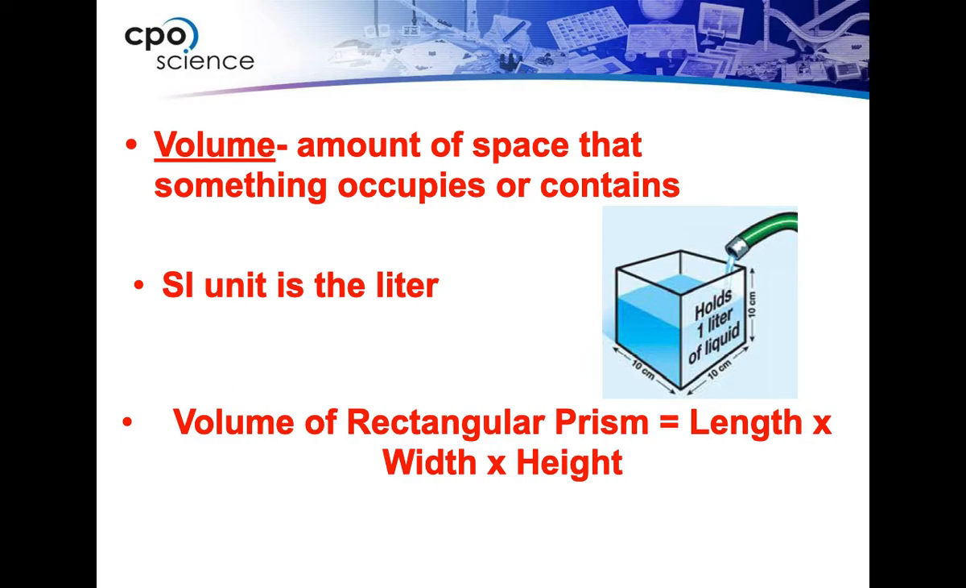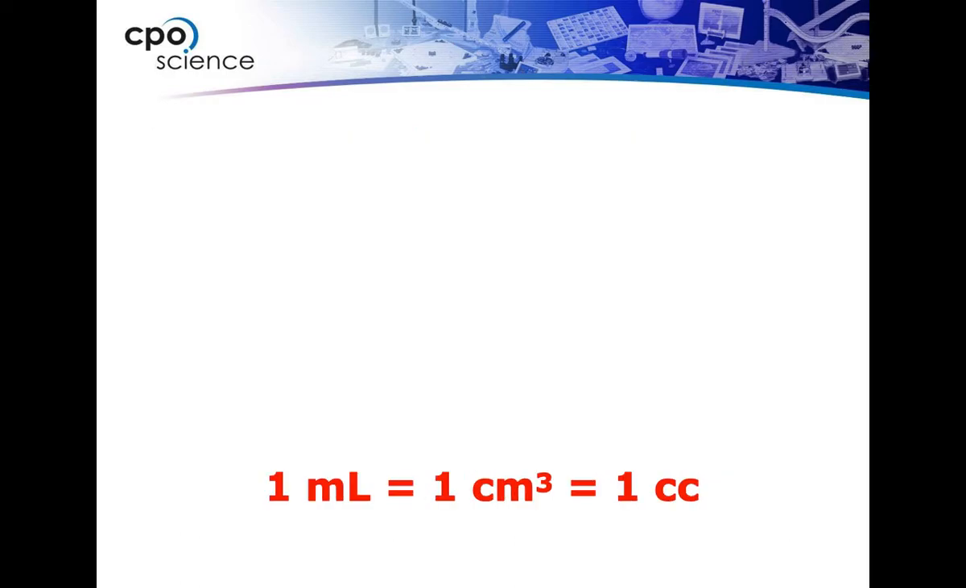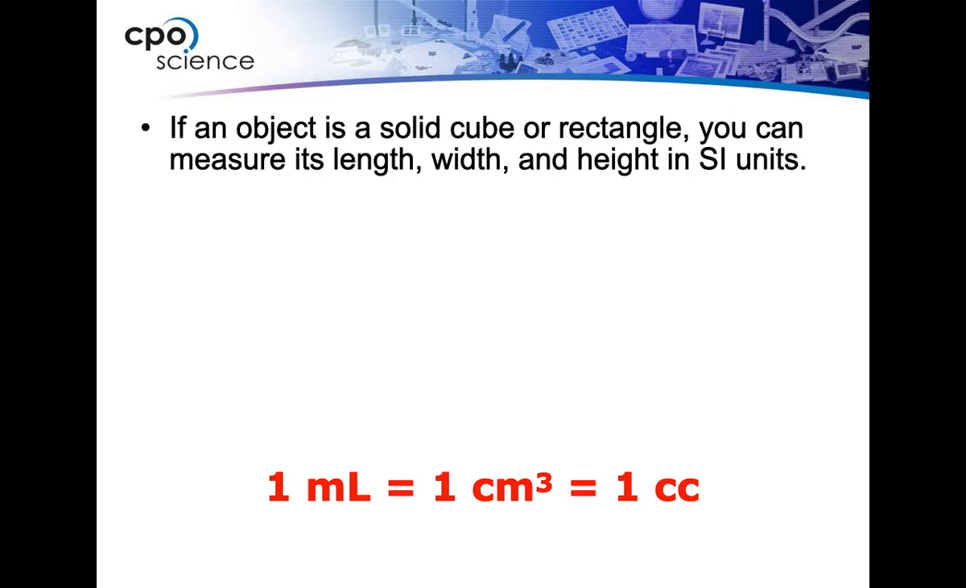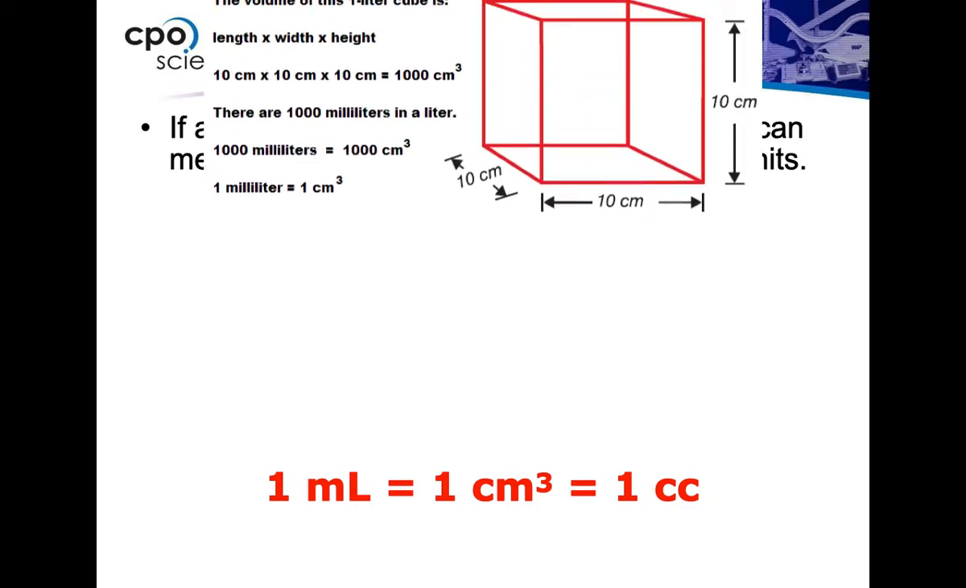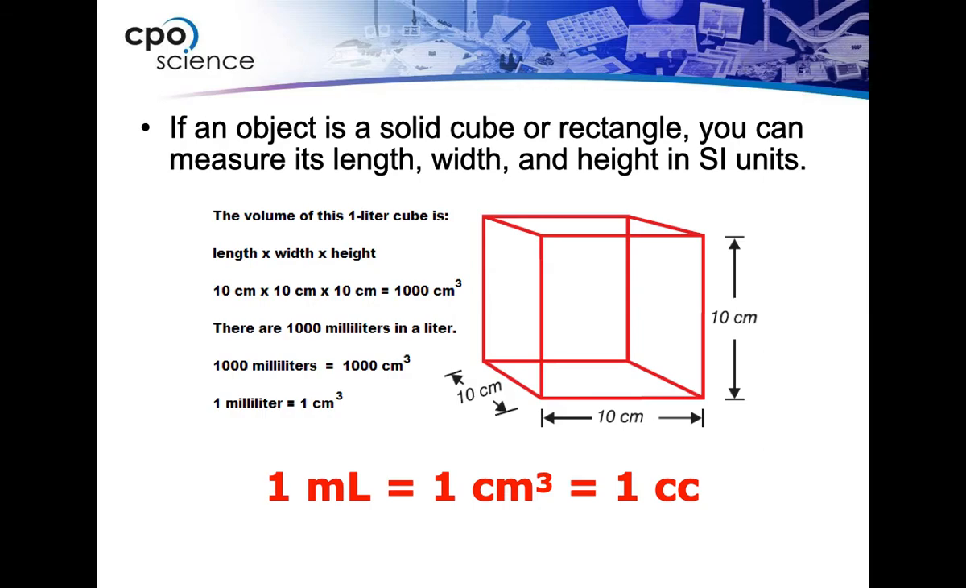Something that we should have committed to memory here, because we use it so much, is if you were asked to ever calculate the volume of a rectangular prism, so that would either be a cube or a box, all I have to do is take length times width times height. So volume of a rectangular prism, length times width times height. So if I wanted to find the volume of this cube here, 10 times 10 times 10, and make sure if you're multiplying those units together, cm times cm times cm, the answer is in cm cubed, just like you see on the bottom there. So if an object is a solid cube or rectangle, you can measure its length, width, and height in those SI units, and you just multiply them together.